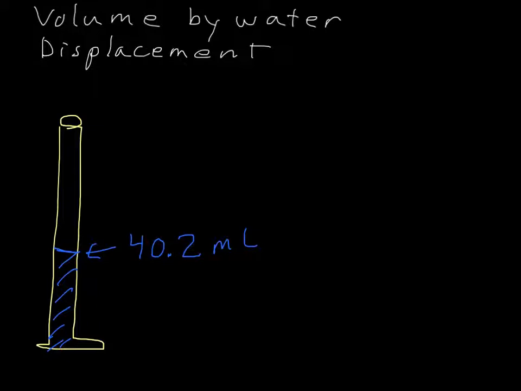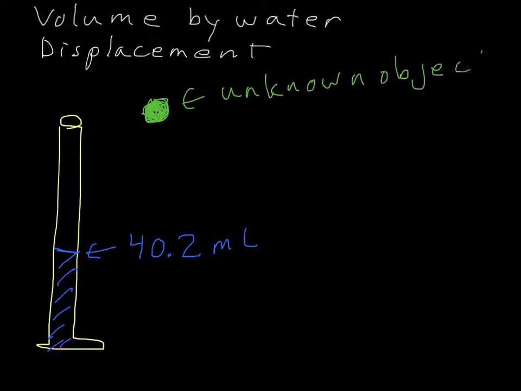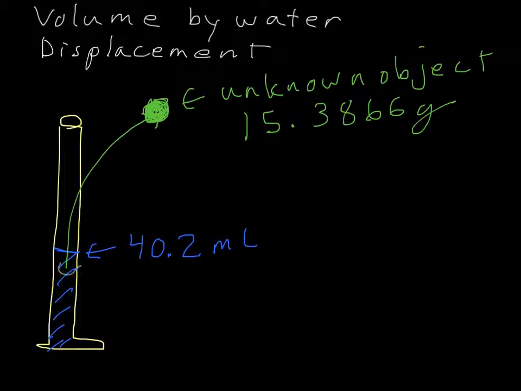Next, what you'll do is you'll take an object whose density you want to determine. You won't know the object's density, but because you have access to a balance in lab, you'll know its mass. You'll take the unknown object, whose mass you know, and you'll place it into the graduated cylinder.